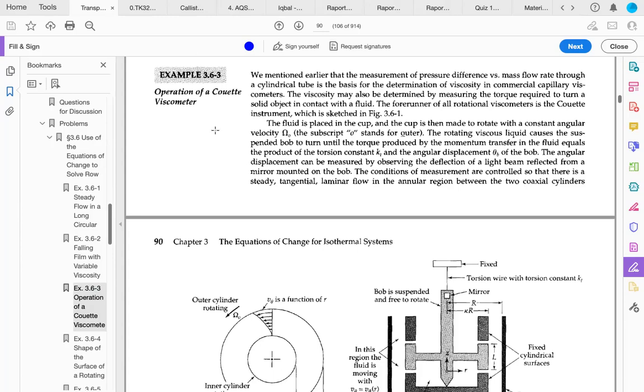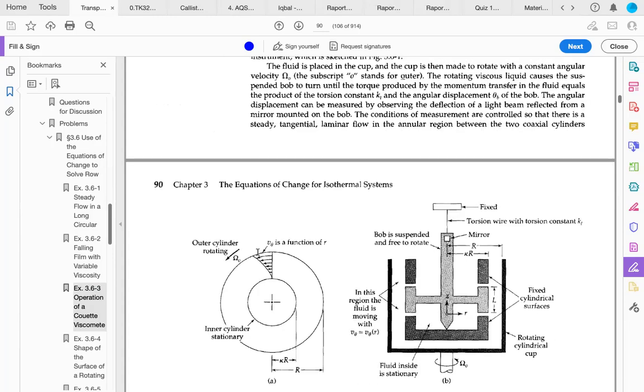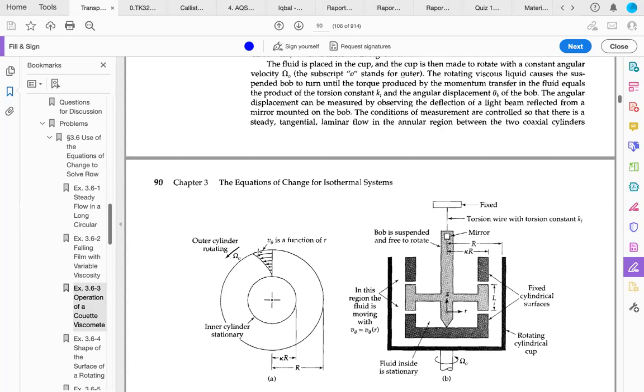What we're going to look at is the problem on a Couette viscometer. A Couette viscometer is a device which is used to measure the viscosity of a thick liquid, a very viscous liquid, for example lubricants, or ketchup. Usually I think more about the viscous lubricant, yang kental, like that.